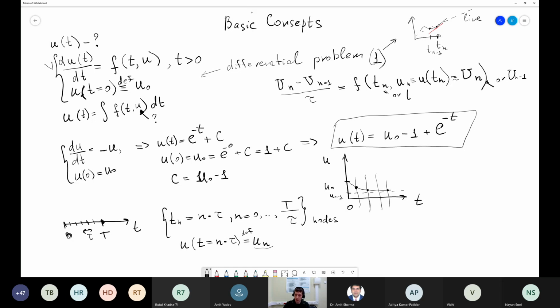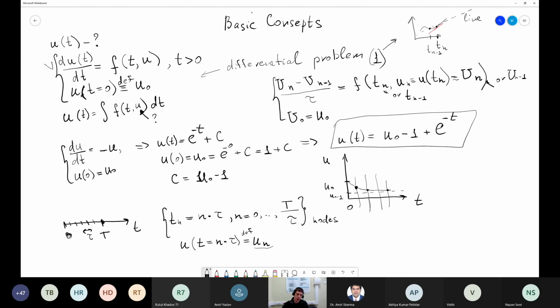Or tn minus 1 to obtain the explicit method. And of course, we have to set the initial condition u0 equals u at time 0 equals 0. So we know it. This is u0. This is the correct equation.